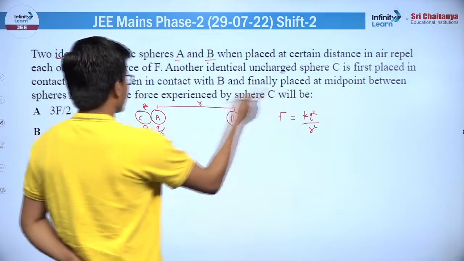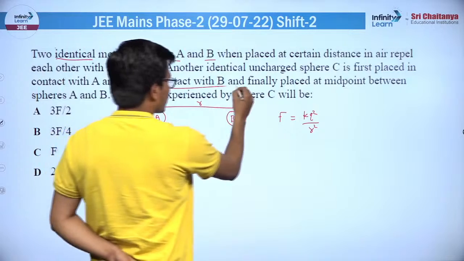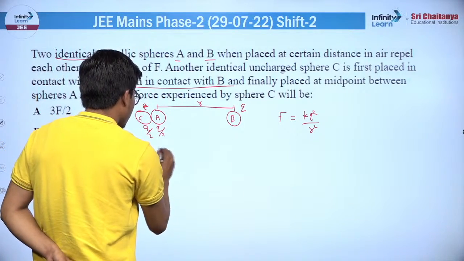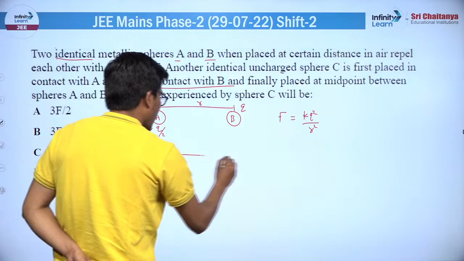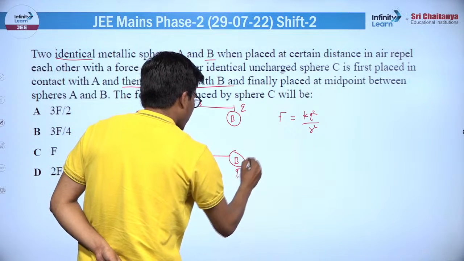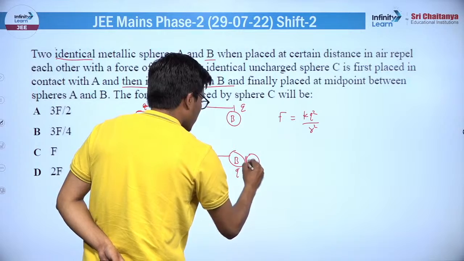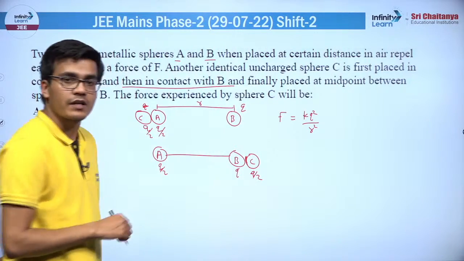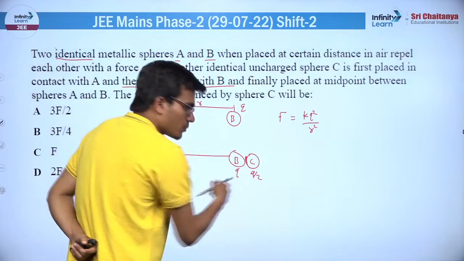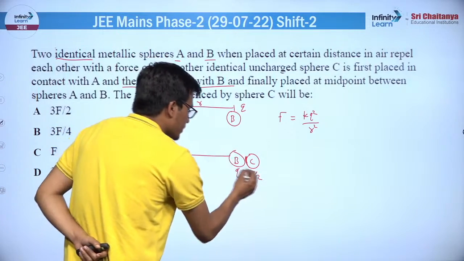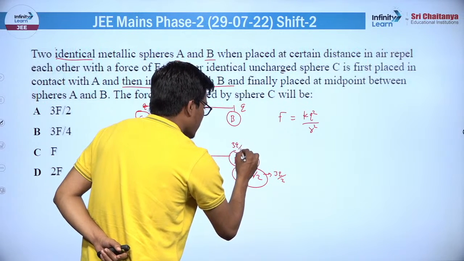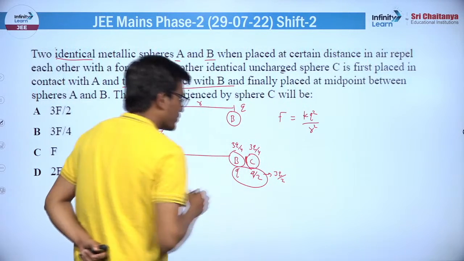Another identical uncharged sphere is then placed in contact with B. So just pick from here, A is having Q by 2 now and B is having Q already, and you are putting the C which is having Q by 2 due to the charging by A. Now the charge distribution will happen, both are again identical, so total charge is 3Q by 2. So whenever you will divide them, 3Q by 4, 3Q by 4 will be there.